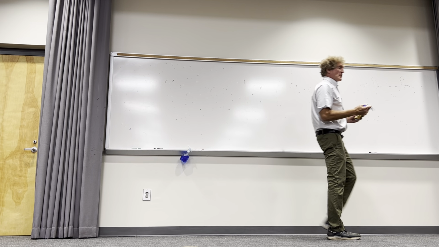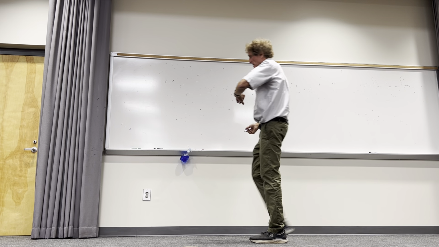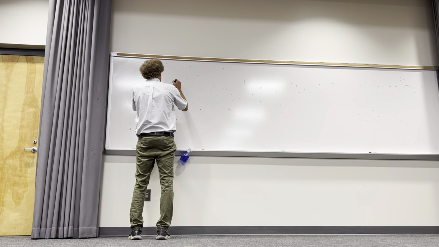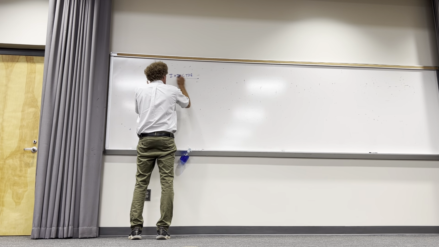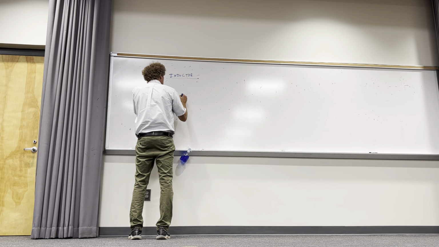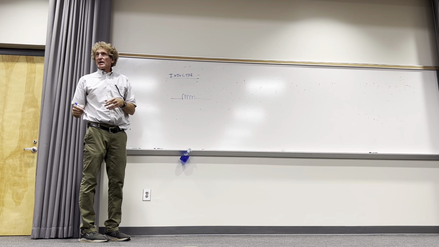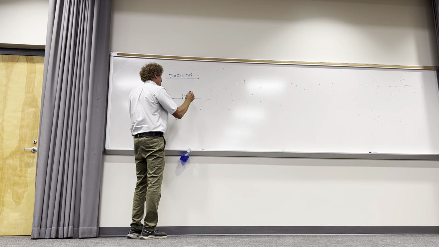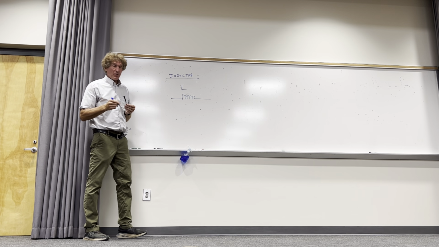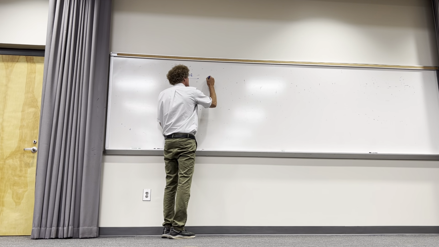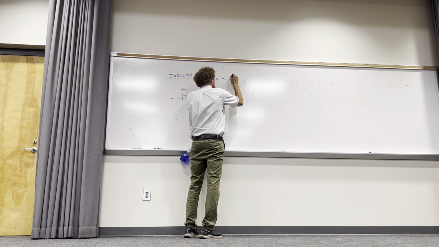All right, now we talk about inductors. The symbol for an inductor is just a coil like this. That's an inductor. The letter symbol is L. And the units are henries.